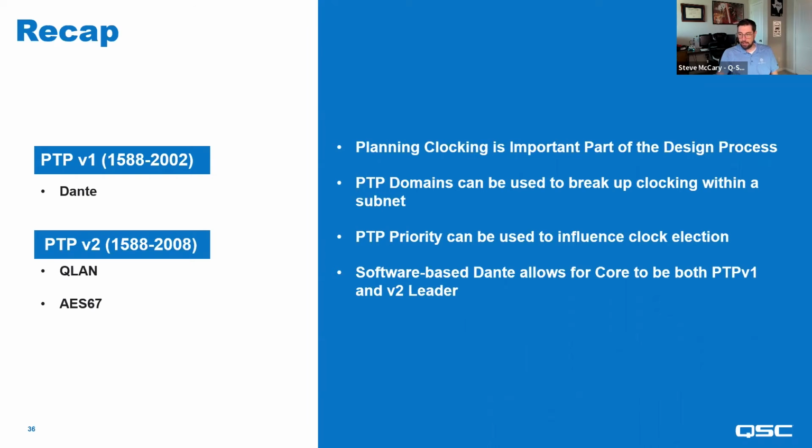And here's the question we got earlier, PTP domains can be used to break up clocking within a subnet. We talked about that a little bit earlier. Our priority can be used to influence clock election. And then software-based Dante allows us to exist in V1 and V2 space to become a boundary clock and to be the leader as part of that.